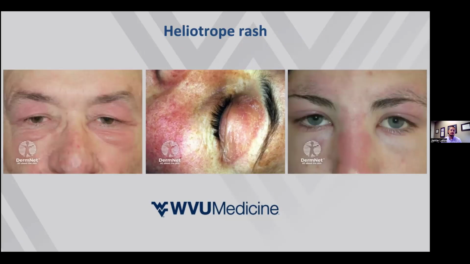Here's just a few examples of the heliotrope rash. So this is oftentimes described as a lilac-colored erythematous, kind of purplish rash that has the tendency to hit the eyelids or the periorbital area. Sometimes it can be subtle, and so these are obviously pretty significant representations of what it can look like.